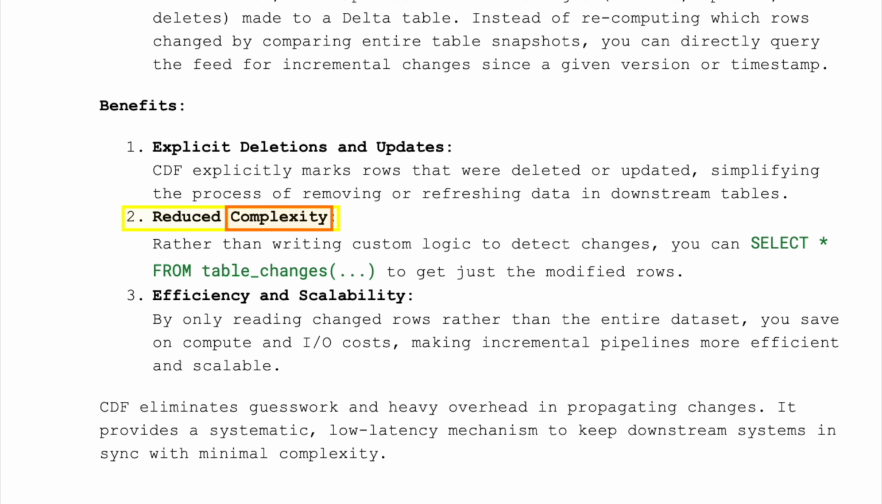2. Reduced complexity. Rather than writing custom logic to detect changes, you can SELECT * FROM table_changes to get just the modified rows. 3. Efficiency and scalability. By only reading changed rows rather than the entire dataset, you save on compute and input-output costs, making incremental pipelines more efficient and scalable. CDF eliminates guesswork and heavy overhead in propagating changes. It provides a systematic, low-latency mechanism to keep downstream systems in sync with minimal complexity.